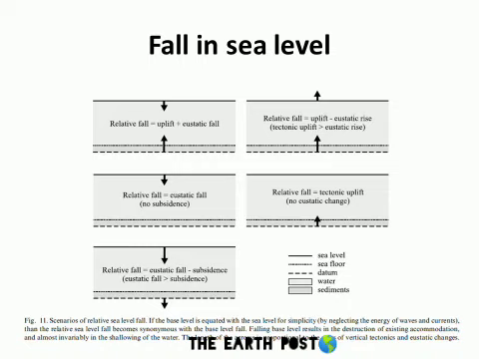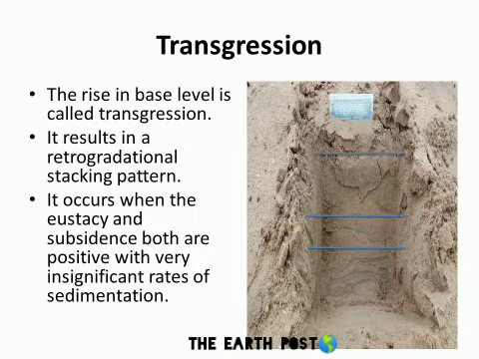So then also there is a relative fall in the sea level. There can also be relative falls in sea level when there is an eustatic fall with no subsidence, or there is a crustal uplift with no eustatic changes. Relative fall can also occur when there is an eustatic fall and a subsidence, but the eustatic fall dominates over the subsidence.